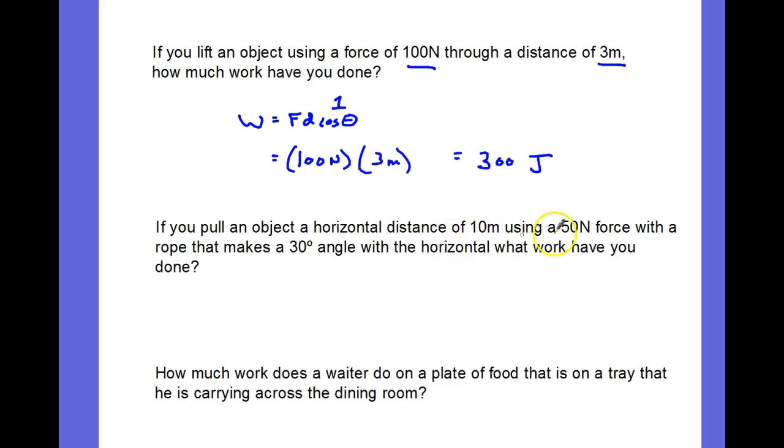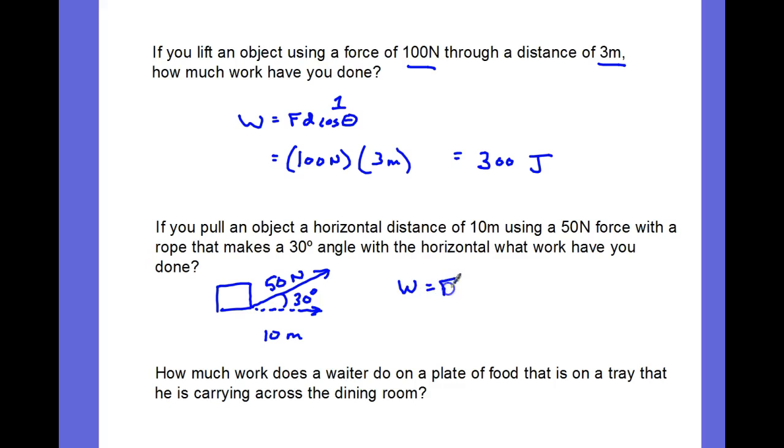If you pull an object a horizontal distance of 10 meters using a 50 Newton force with a rope that makes a 30-degree angle with a horizontal, what work have you done? Okay, so here's my box. I'm pulling it with a rope that makes a 30-degree angle with the horizontal. I'm exerting a 50 Newton force, and I'm moving that box through some distance, 10 meters.